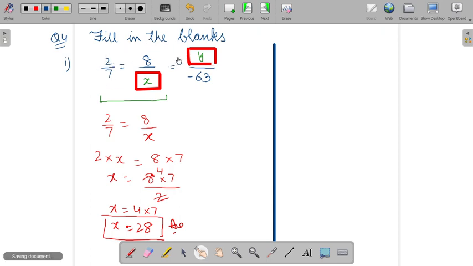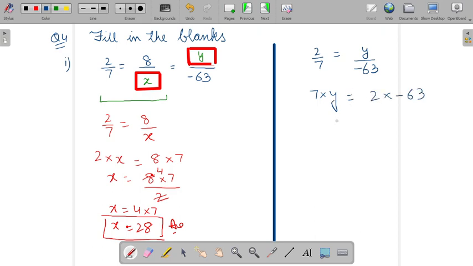2 by 7 upon y upon minus 63. So we will write 2 upon 7 equal y upon minus 63. What should be next step? Again do the cross multiplication as we have done it right now. So 2 multiply minus 63. So y would be 2 multiply minus 63 and this number 7 ये denominator में आ जाएगा.